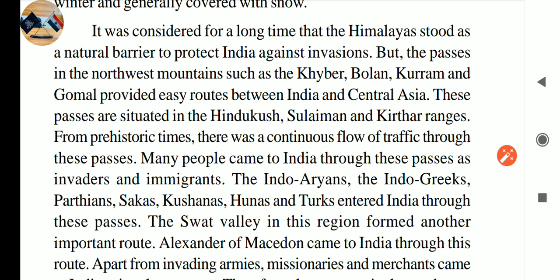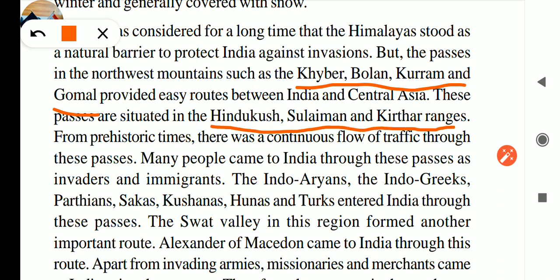For this we have an answer here. See here, the Himalaya stood as a barrier against invasion, but the passes in the northwest mountains like Khyber Pass, Bolan Pass, Kuram Pass, Gomal, they provided easy roads between India and Central Asia. These passes are situated in the Hindu Kush, Sulaiman and Kirthar ranges. We will go through those things in the map also. And there is a continuous flow of people through these ranges, not only armies, but also missionaries came. Some trading also happened, and Indo-Aryans, Indo-Greeks, Parthians, Shakas, Kushanas, Huns, Turks entered India through these passes because that is the only way.